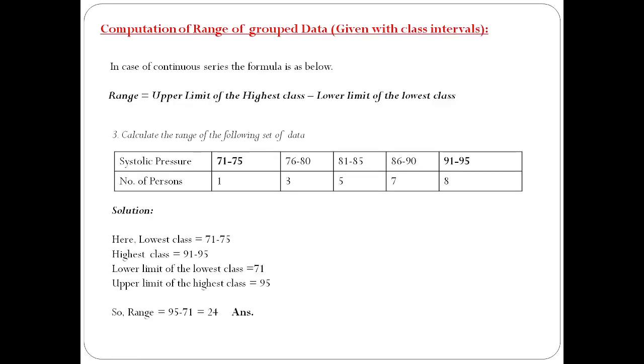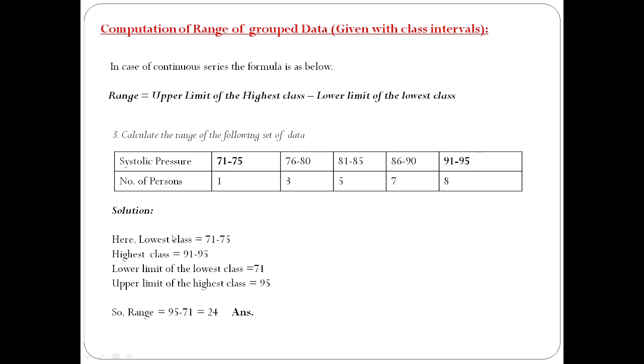Now, how to calculate the range when the data is grouped but represented in terms of class intervals? Here the range is equal to the upper limit of the highest class minus the lower limit of the lowest class. Here the data series represents blood pressures. Systolic pressure is given in class intervals 71 to 75, 76 to 80, 81 to 85, 86 to 90 and 91 to 95. So the lowest class is 71 to 75 and the highest class is 91 to 95.